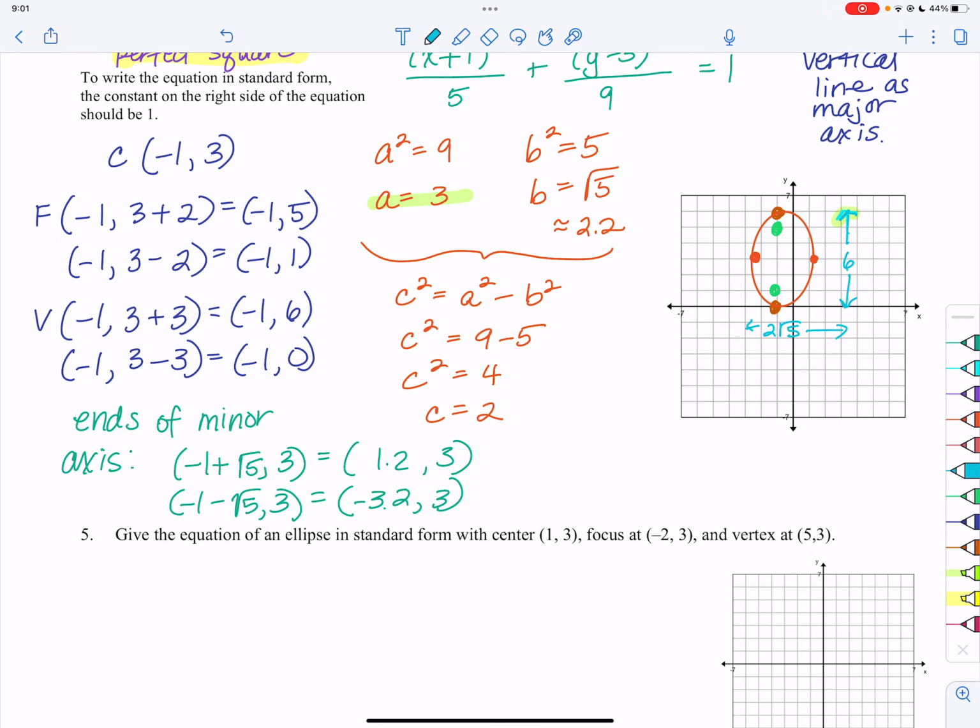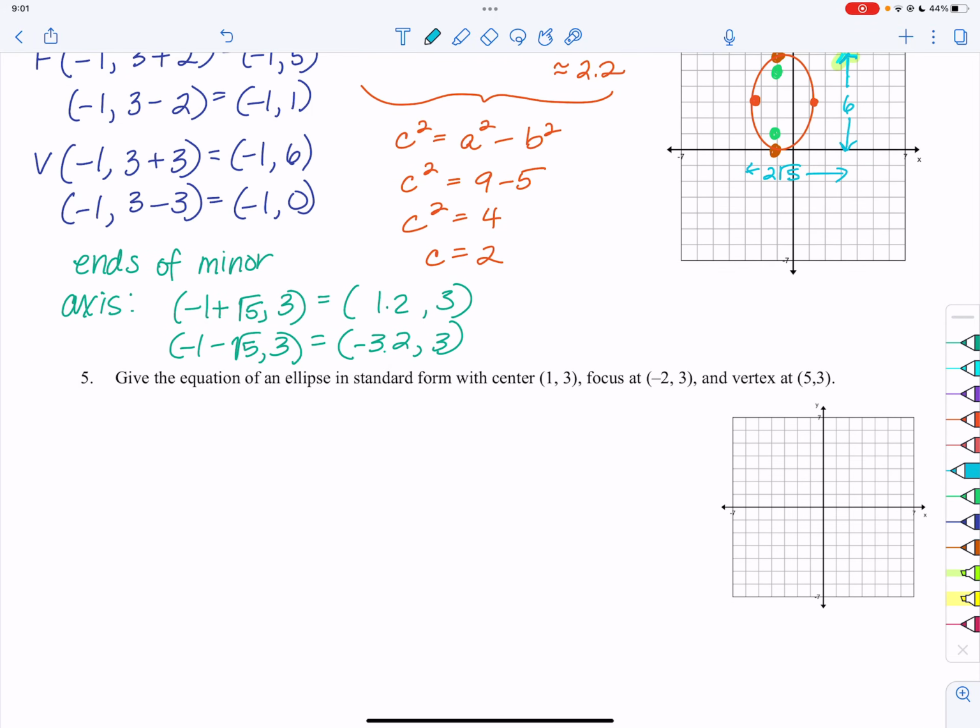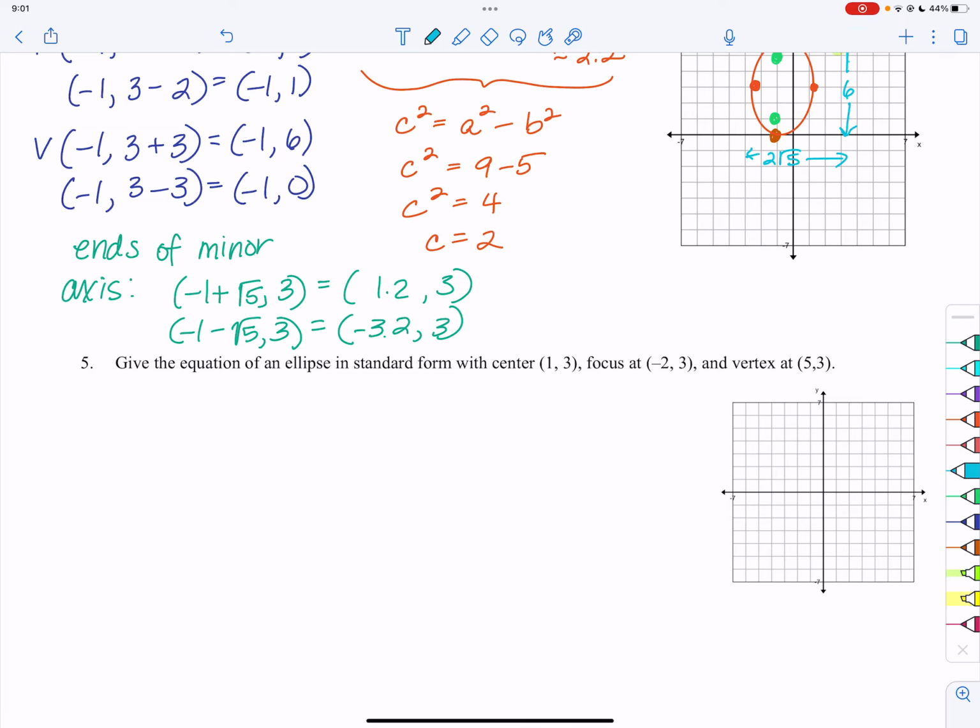Okay, now let's take a look at this next question. They've asked us to give the equation of an ellipse in standard form, and they give us our center, the focus, and the vertex. And they only give us one focus, so we'll be able to figure this out. So the first thing we need to do is put the center in. So we have (x minus 1) squared and (y minus 3) squared. We know that using that center. Now we need a squared and b squared under each one of these.